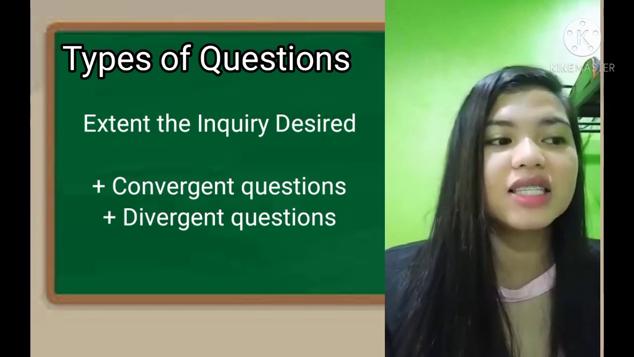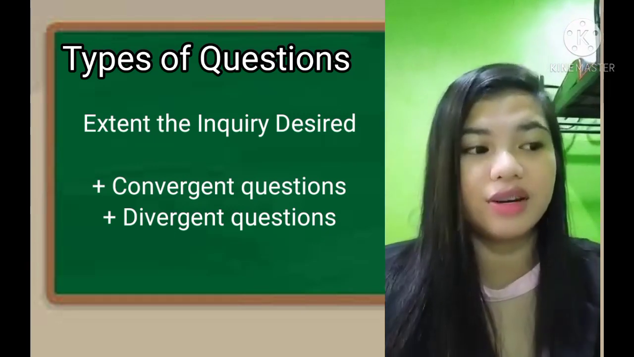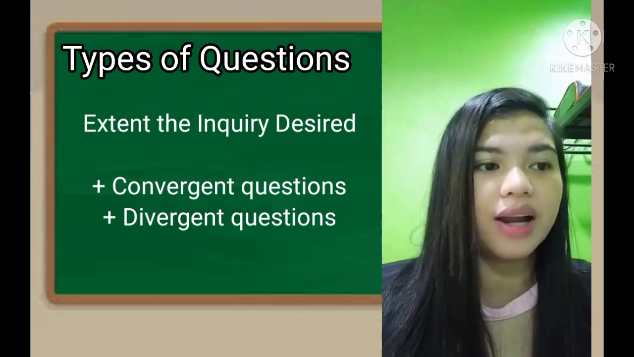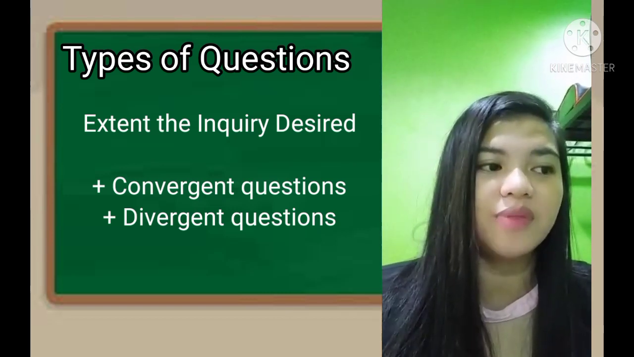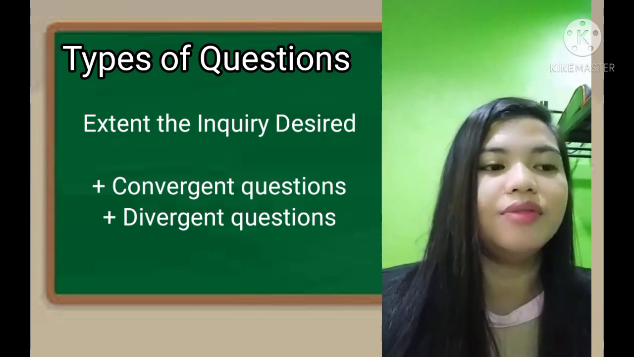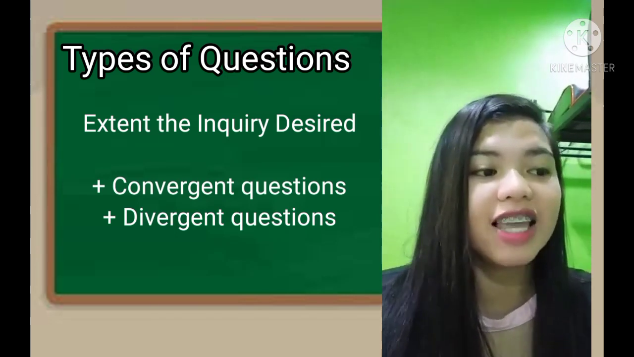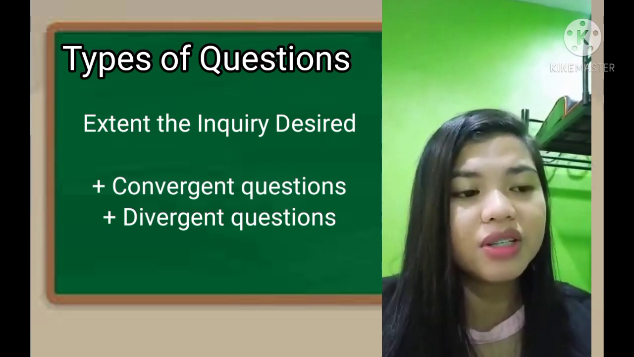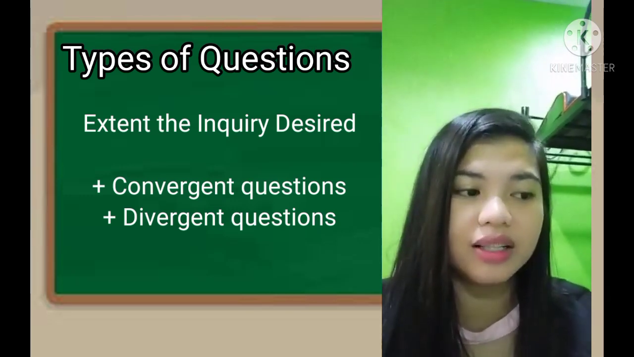Under this are the convergent question and the divergent question. Convergent questions are questions that require a single predictable answer. Examples of this are defining, stating, interpreting, and summarizing. An example question is, when does a lunar eclipse occur?